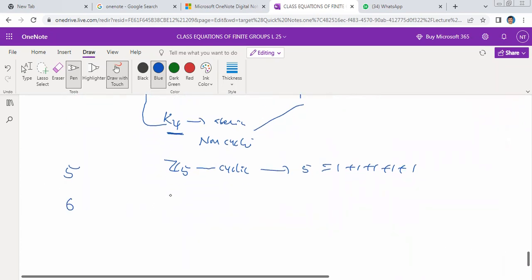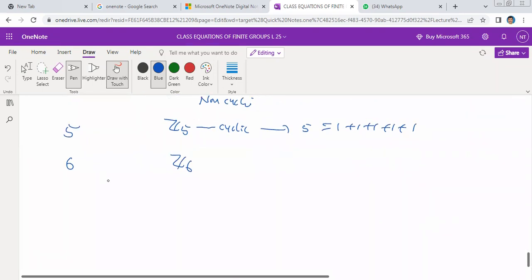Let's take 6. If we take 6, it is Z6. Can anyone name another group with 6 elements? A group of order 6, that is a symmetric group, S3. In this case, these two are not isomorphic, though both groups consist of 6 elements. But Z6 is abelian.